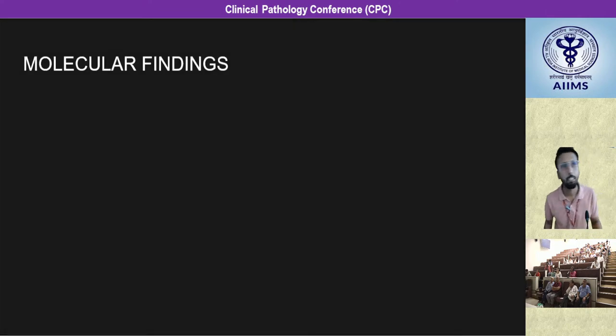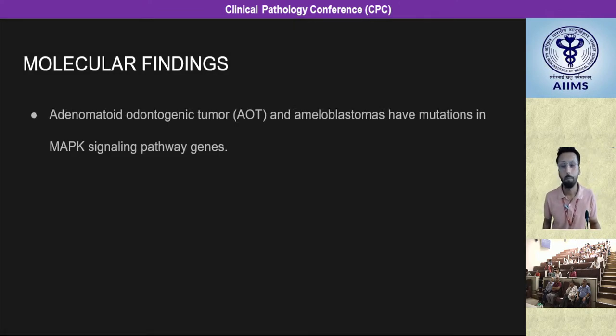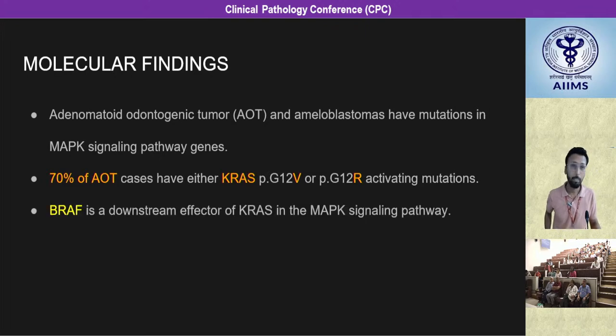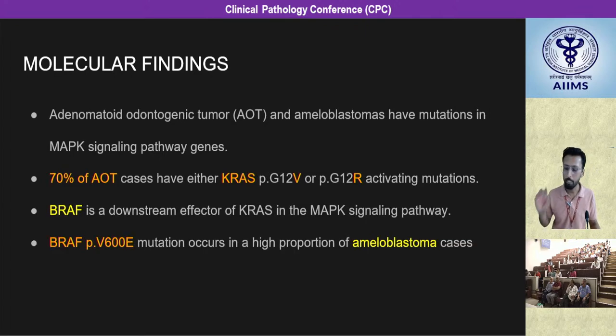So, molecular findings. Now, WHO has classified this as a separate entity based on different findings. Molecular finding is one of them. So, AOT and ameloblastoma have mutations in the MAPK pathway. 70% of AOTs have KRAS mutations, whereas BRAF is the most common mutation found in ameloblastoma. So if it belongs to either ameloblastoma or AOT, it must have shown these kinds of mutations, but these mutations are absent in case of adenoid ameloblastoma.